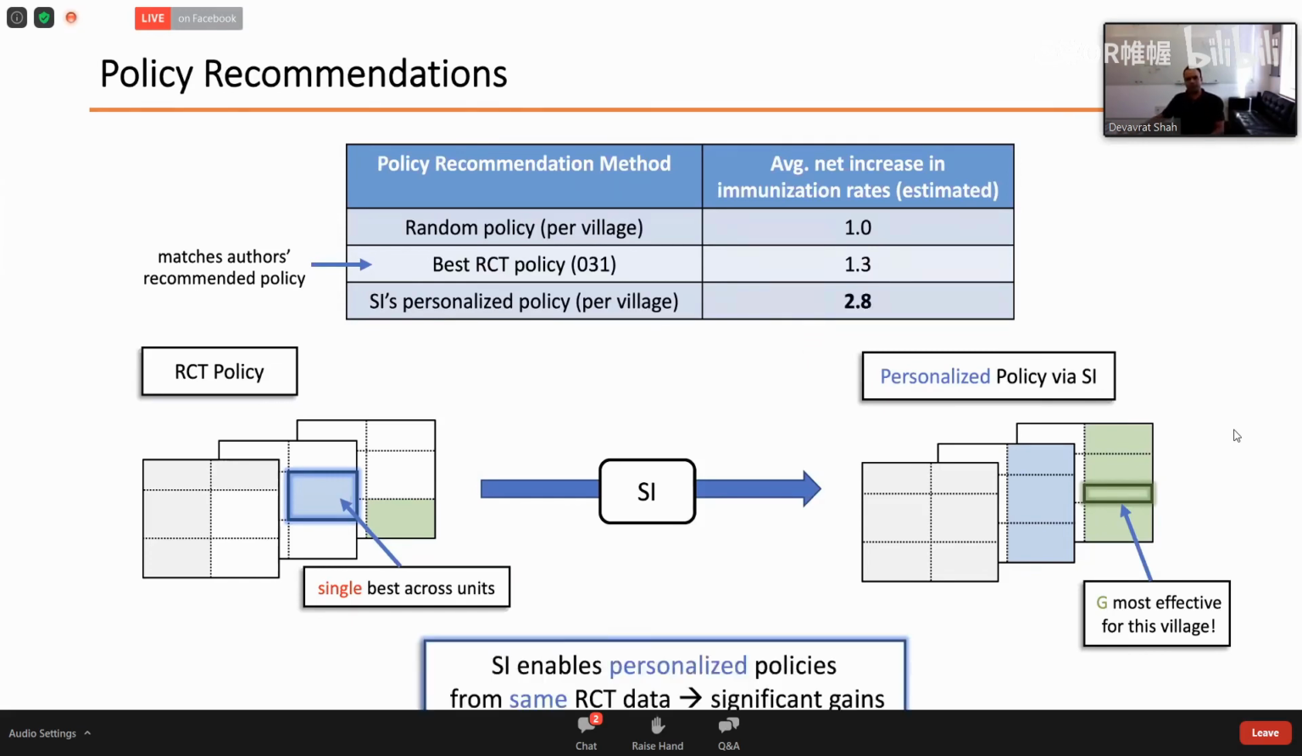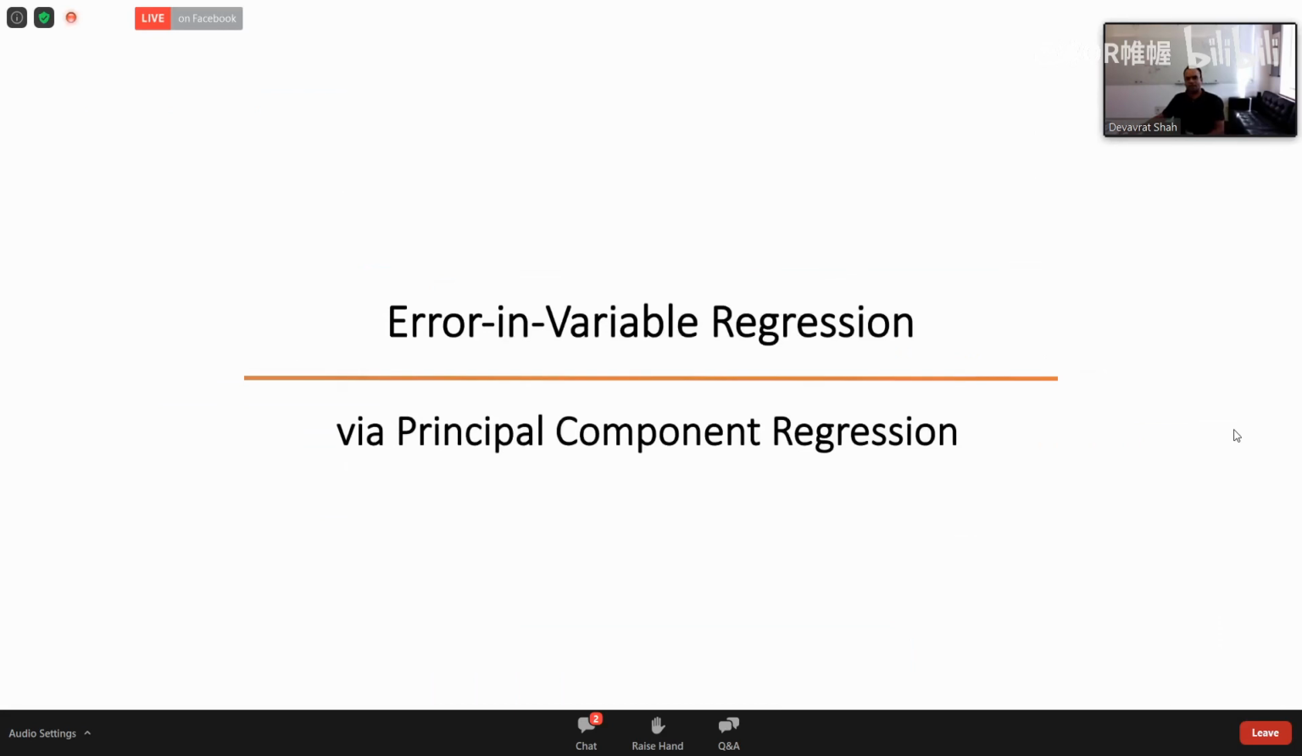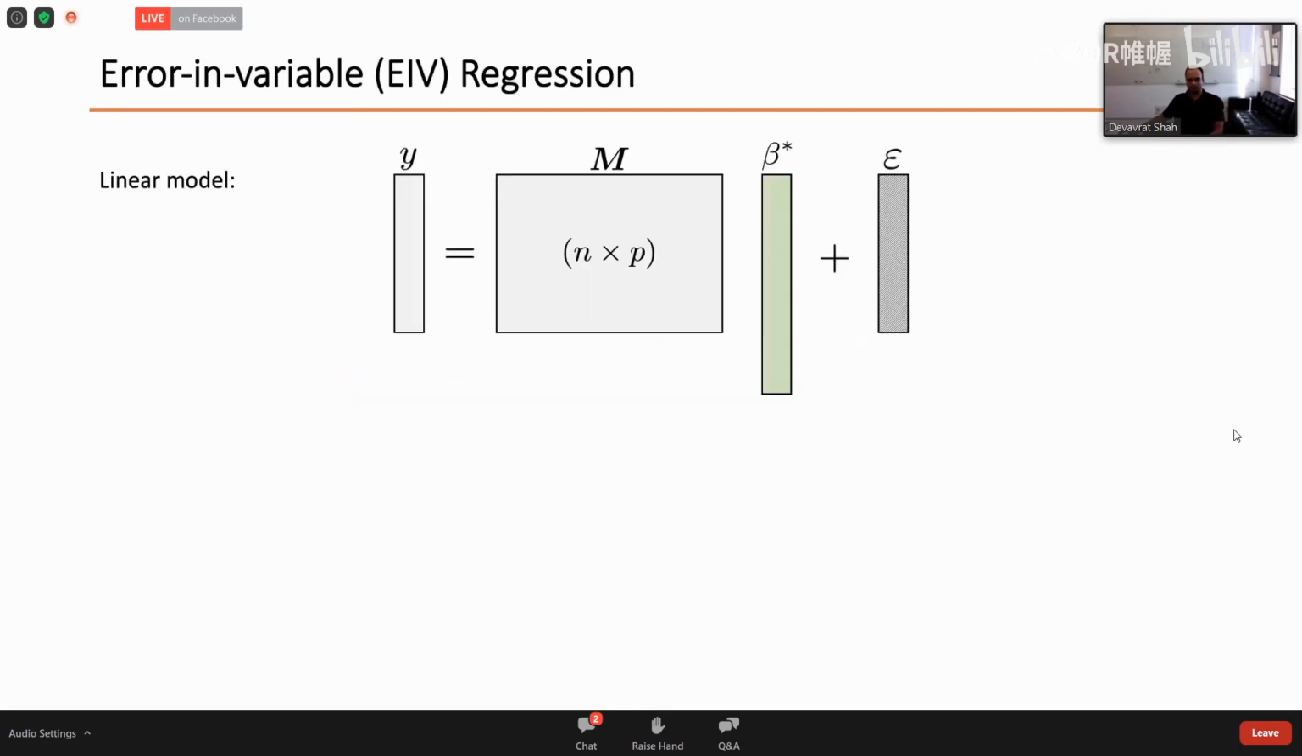All right, I'm coming to the end of my presentation. It's 3:51. So instead of going through the next section, where the primary theoretical results driving the method, which is about principal component regression for error in variable regression, I'm going to leave that. Hopefully these slides will be made available online.